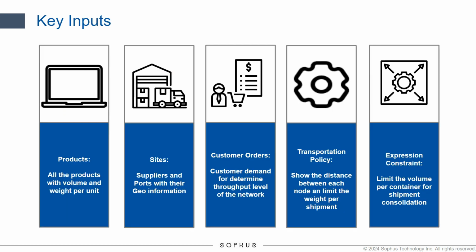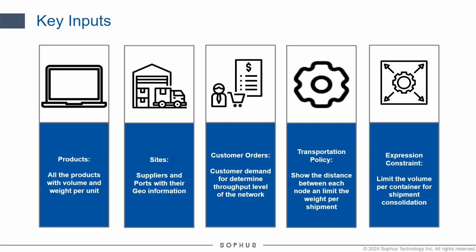To build this model on Sophus, these are some key input tables. Products table: we need to specify all products' volume and weight for consolidation. Sites table: this table includes all the suppliers and ports information. Customer orders table: this is used to show customer demand for determined throughput level of the network. Transportation policy table: shows the distance between each node and limits the weight per shipment. Expression constraint table: limits the volume per container for shipment consolidation.